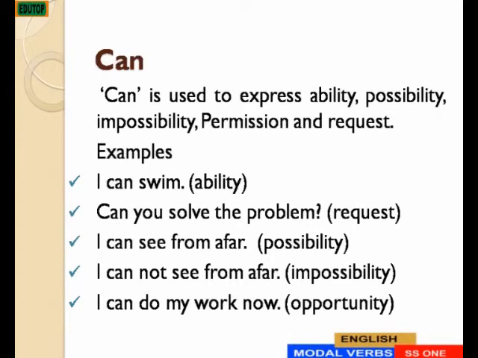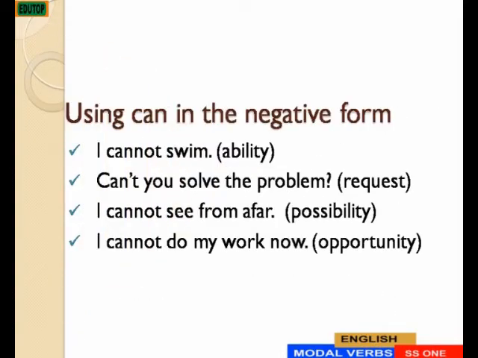I can see from afar. Possibility. I cannot see from afar. This is expressing impossibility. I can do my own work now. This is opportunity. So, can, as a modal verb, can express ability, request, possibility, impossibility, and opportunity as reflected in these sentences. We can also use can in the negative form. We are using the same examples we have used in the other part.